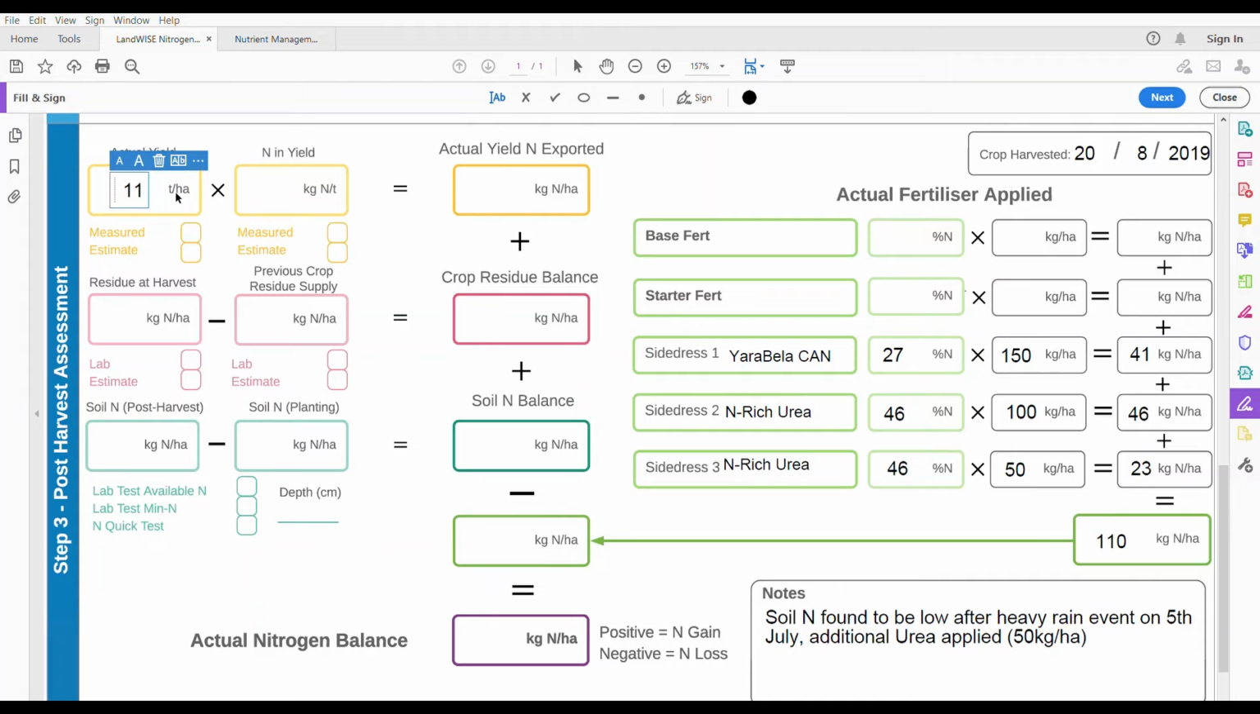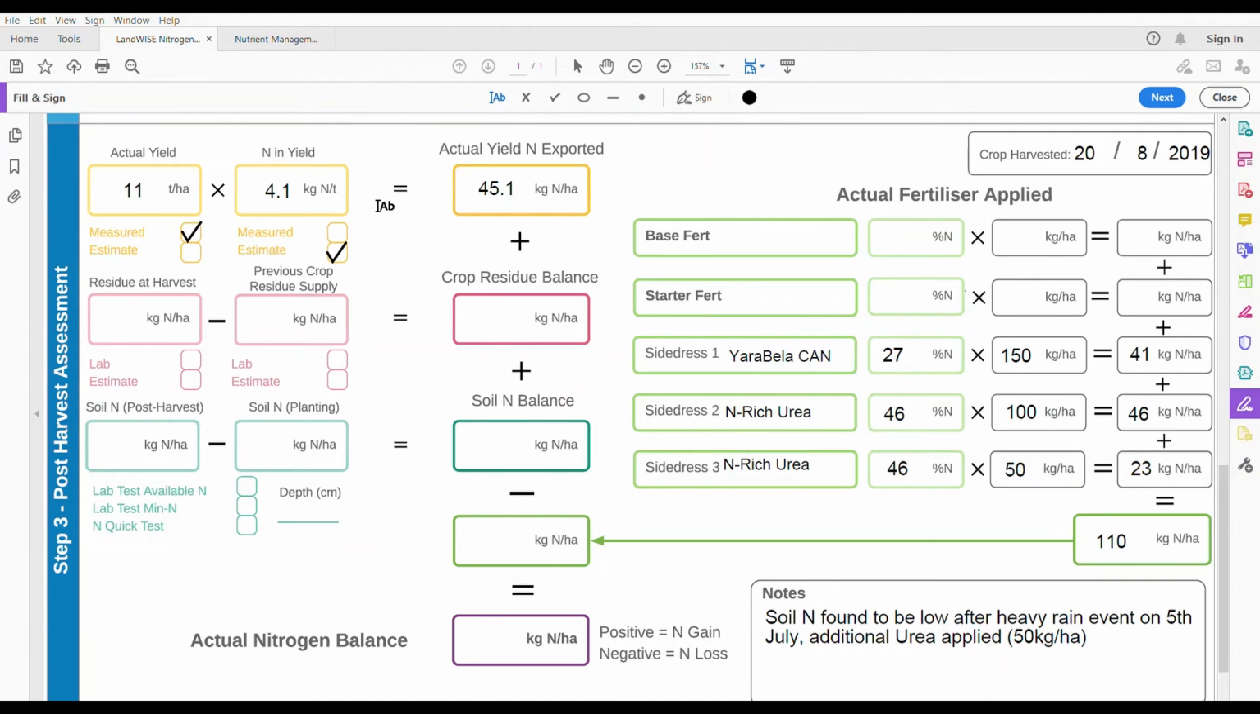Next, we enter the nitrogen in this yield. Ideally, we would get this measured by a lab test as well, but for now I'm entering the standard value from the nutrient management book, which states in table 5.2 that broccoli heads contain 4.1 kilograms of N per tonne of yield.